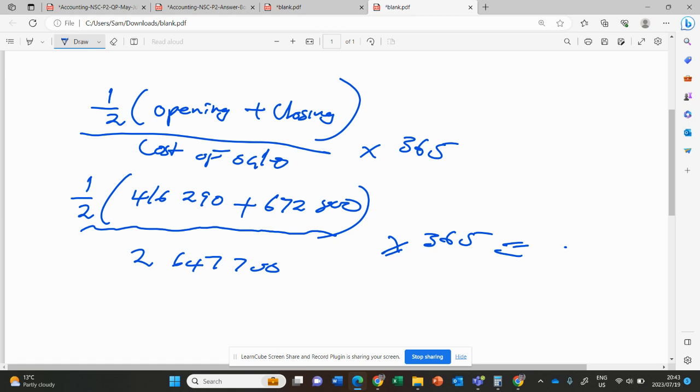Just press the calculator. Half means divided by 2. You add the opening and closing, take the sum and divide it by 2. Then the answer, you divide by the cost of sales and multiply by 365 days. Then you get the number of days.